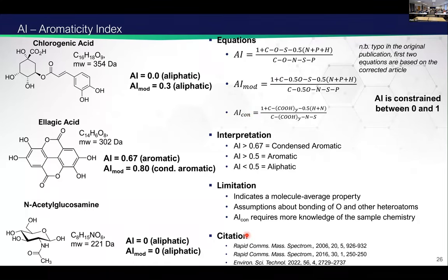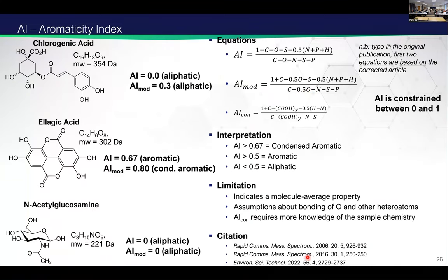So in the original paper from 2006 and an important correction from 2016, these two equations are presented. And the second one, modified aromaticity index, is generally recommended over vanilla aromaticity index, but it makes an assumption that half the oxygens are pi bound and half the oxygens are sigma bound. Basically, only half the oxygens are relevant to the question of aromaticity. But that assumption was made on a specific type of organic matter.